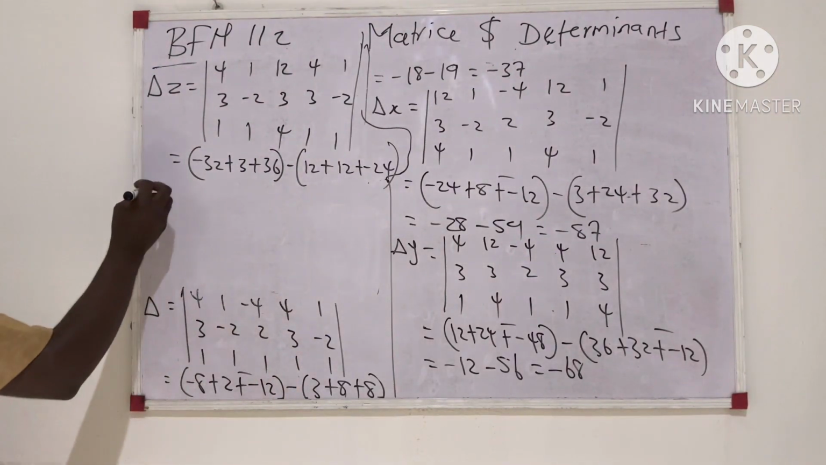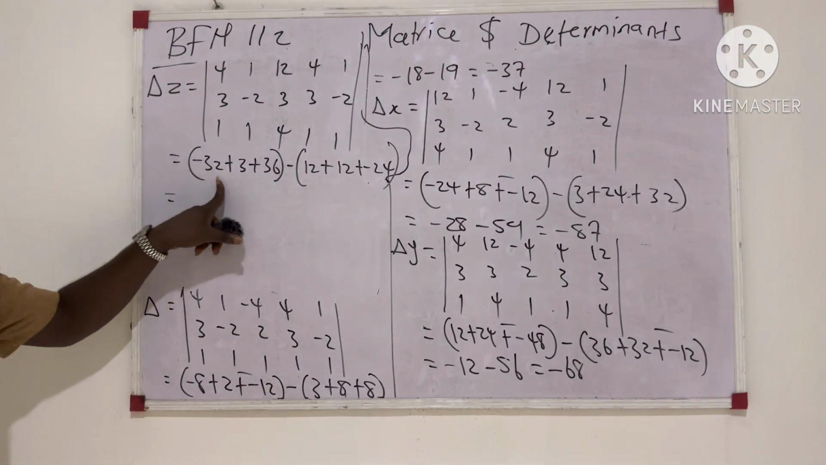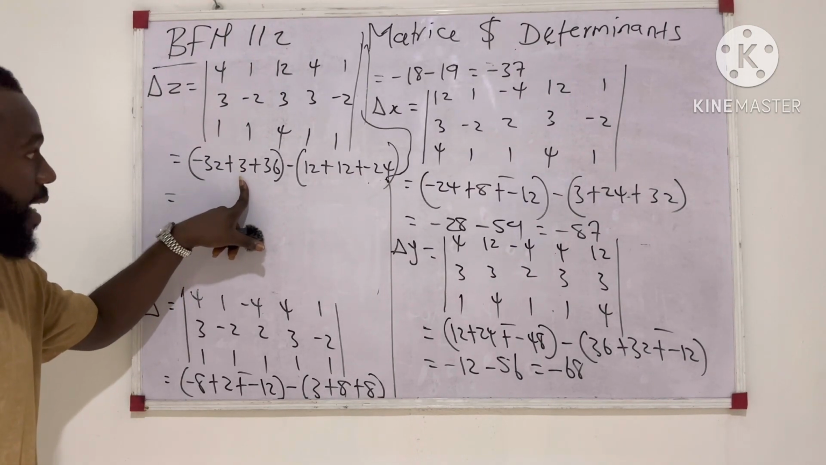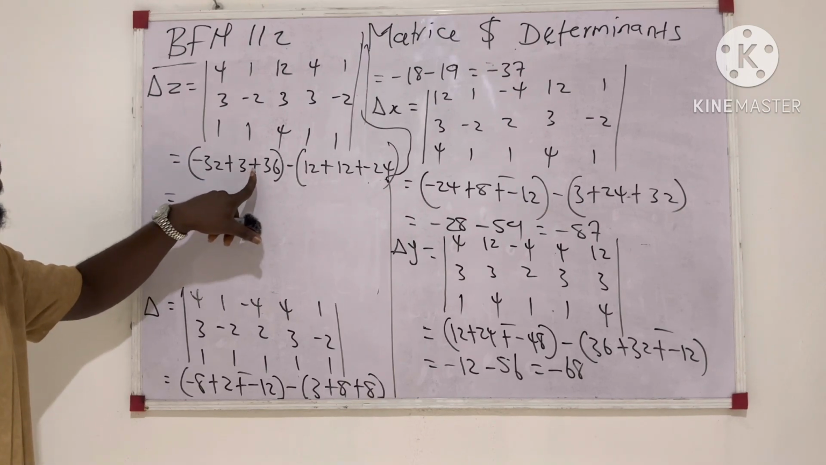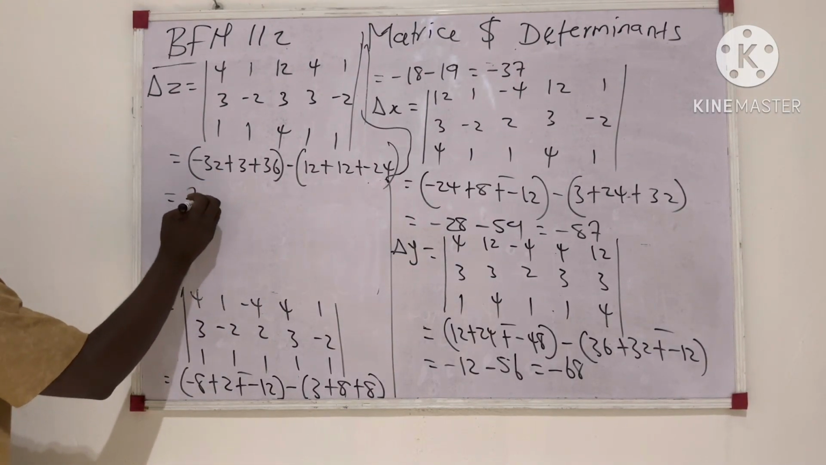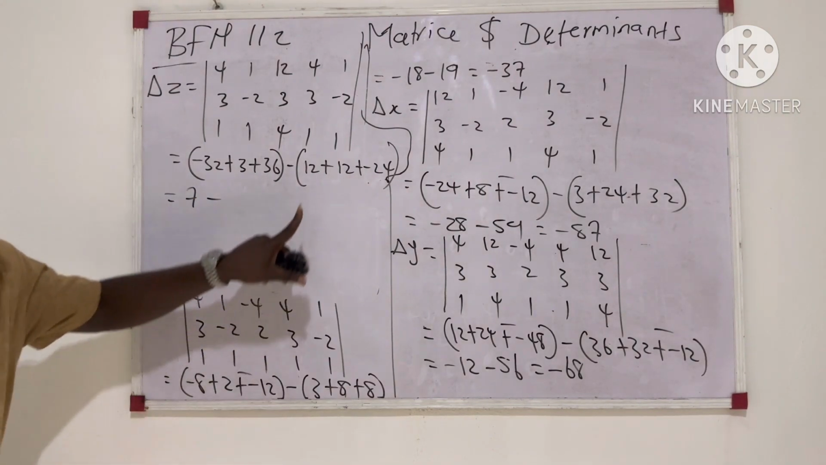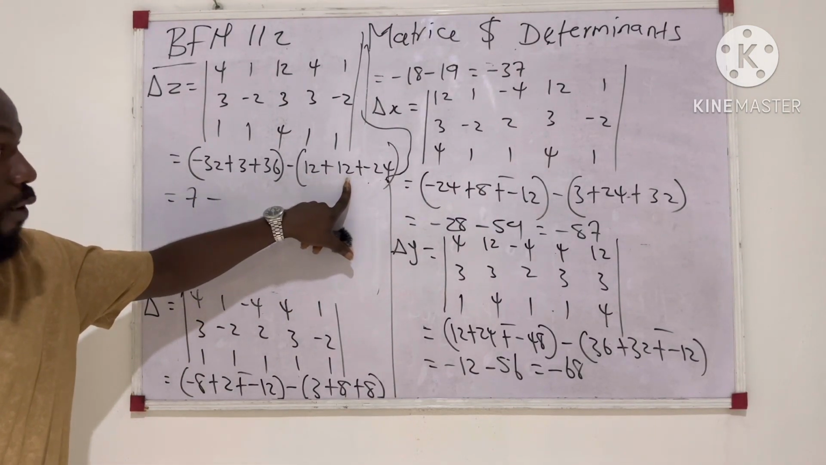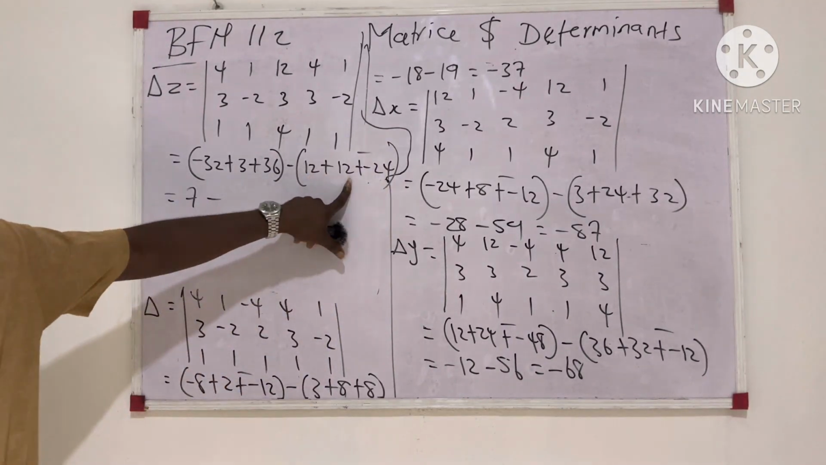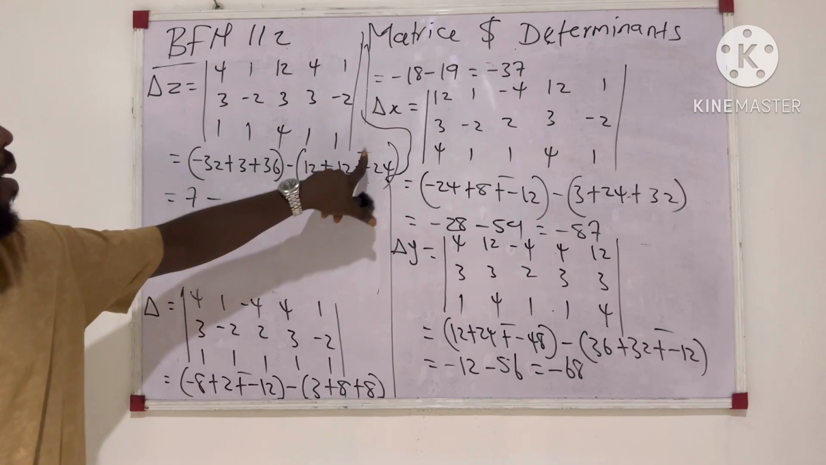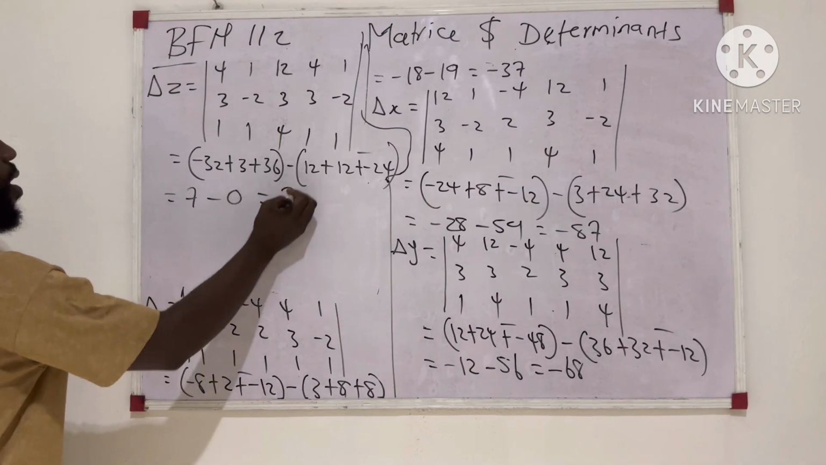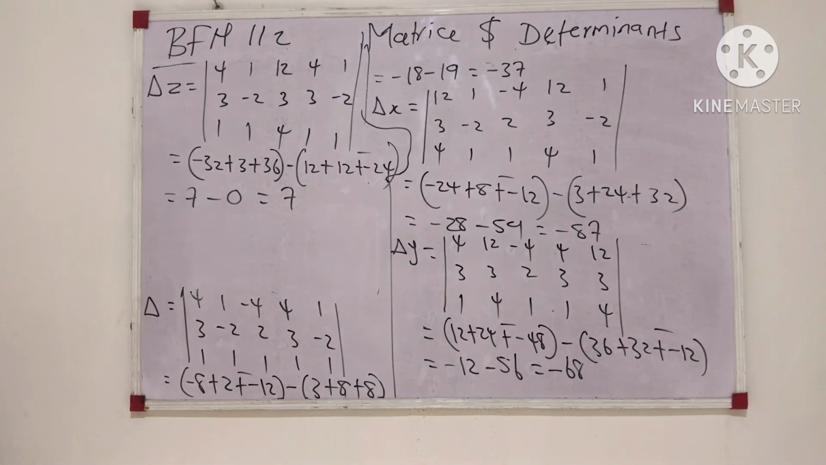Now, here becomes minus 32 plus 3 gives us minus 29. And minus 29 plus 36 gives us what? 7. Minus 12 plus 12 gives us 24. Now, plus times minus gives us minus. So, 12 plus 12 gives us 24. 24 minus 24 gives us 0. So, our answer here is what? 7. 7 minus 0 is 7.